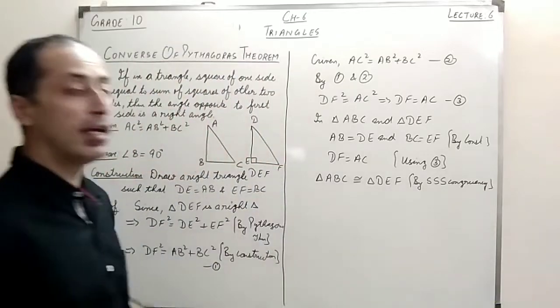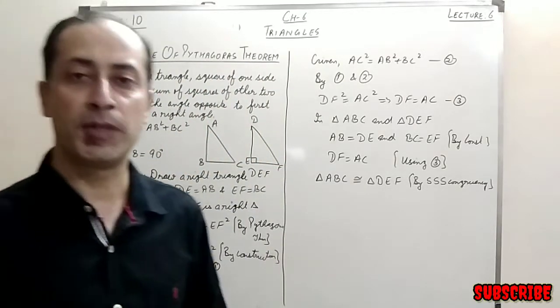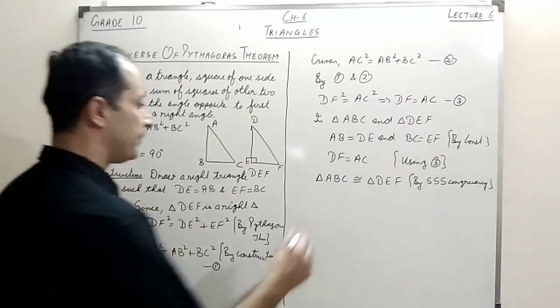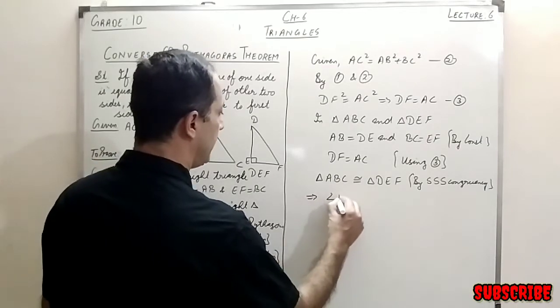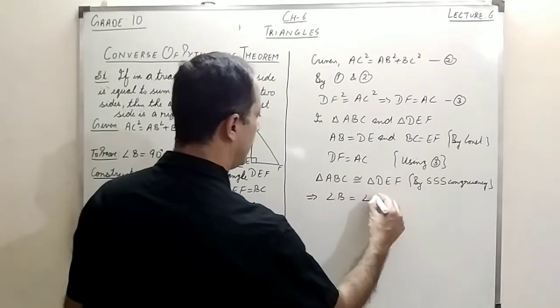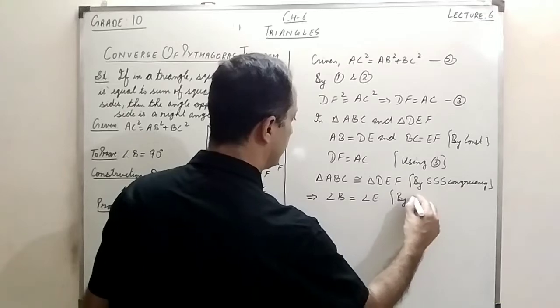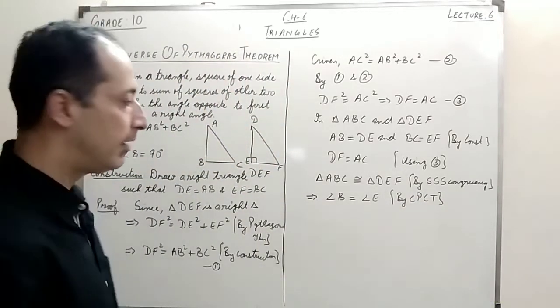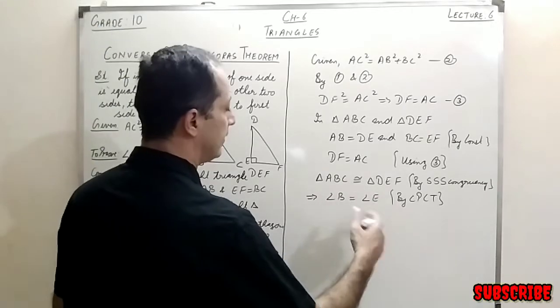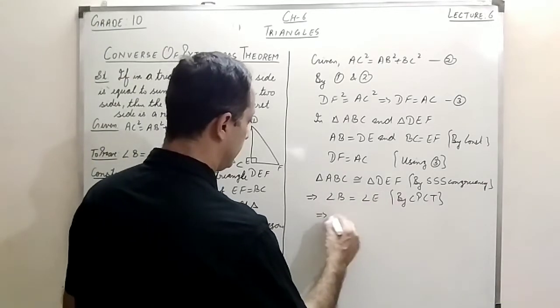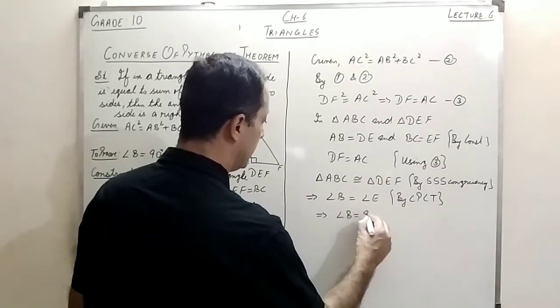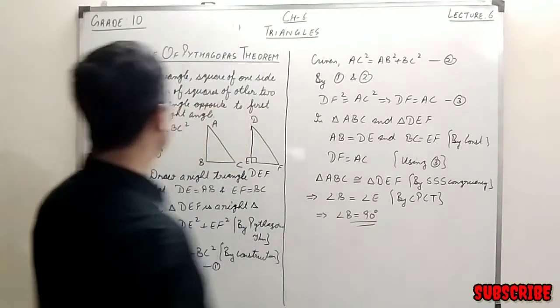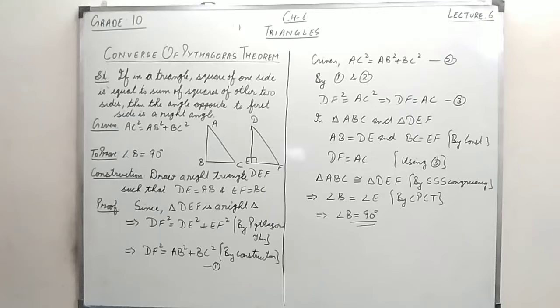Now obviously when the triangles are congruent, the remaining parts also become equal. So this means angle B is equal to angle E, and we write the reason by CPCT, that is corresponding parts of congruent triangles. And if B is equal to E, since E was 90 degrees, so we get B equals 90 degrees. So this was the proof of the converse of Pythagoras theorem. Next, we will talk about some of the questions from the exercise now.